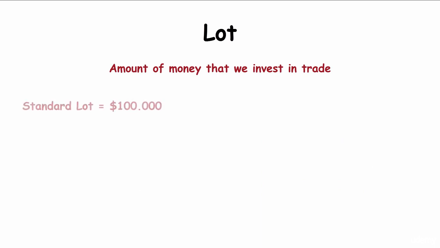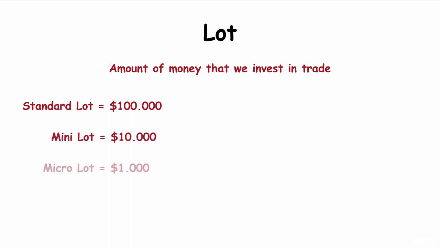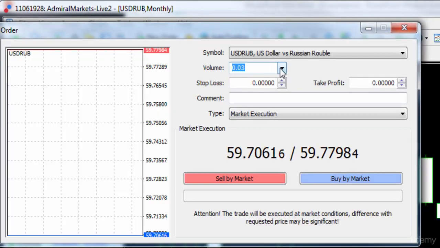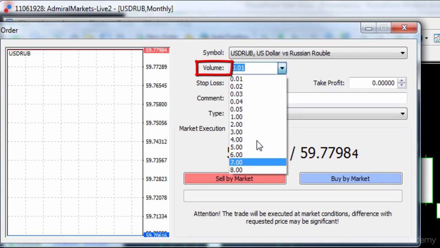Lot. Lot represents the size which measures the amount of money we invest in each trade. One of the standard lot sizes is 100,000 US dollars. In addition to the standard lot, there is the mini lot that is 10,000 US dollars and the micro lot that is worth 1,000 US dollars. The amount of lots we enter by clicking a new order, and then in the box volume, the amount that we invest in our trade.